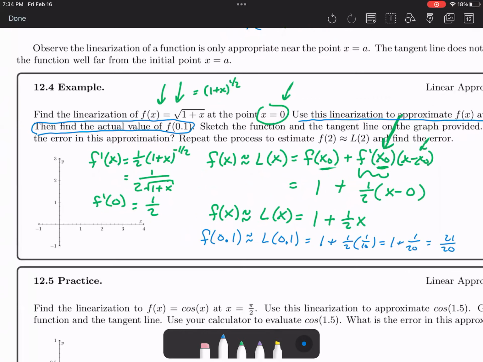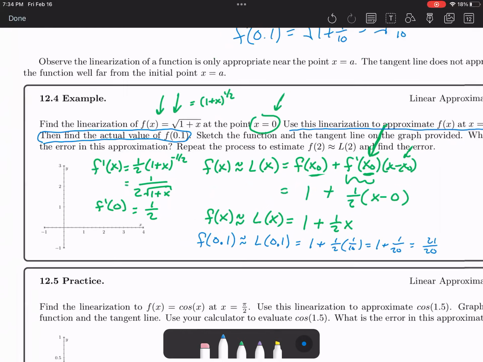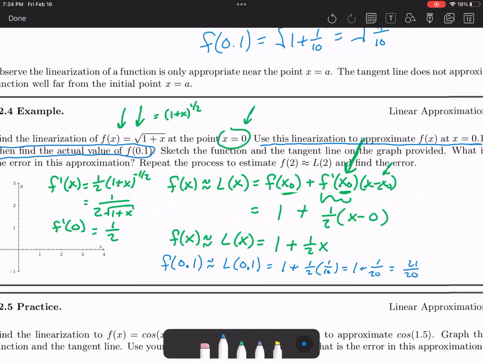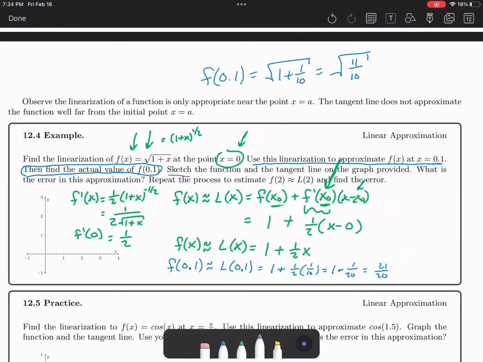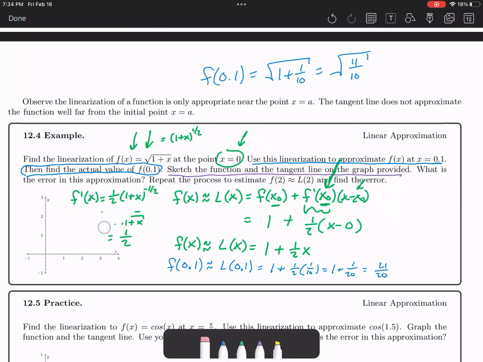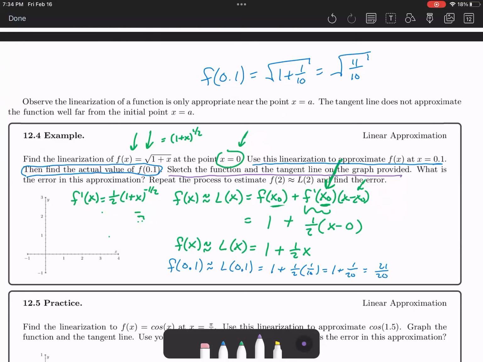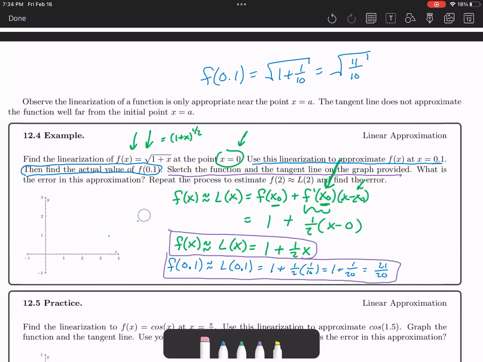So if you wanted to, you can find the error in your, oh, that's actually coming up. Hold on, I don't want to get ahead of myself. Our next job is to sketch the function of the tangent line on the graph provided. So let's clear off some work here. Right, the only important part is this tangent line that we give ourselves and this approximation. So let's clear off the board.